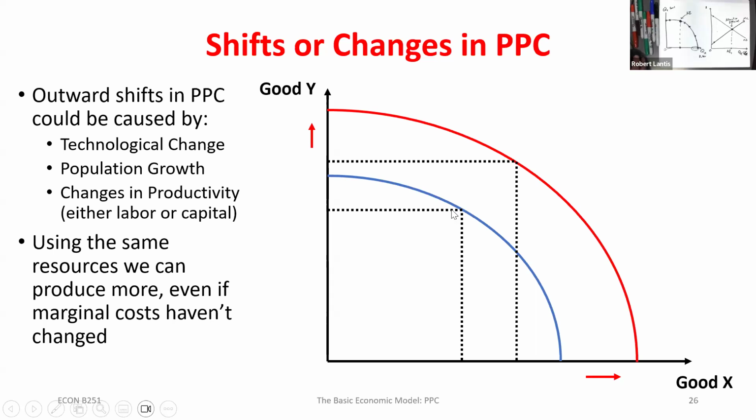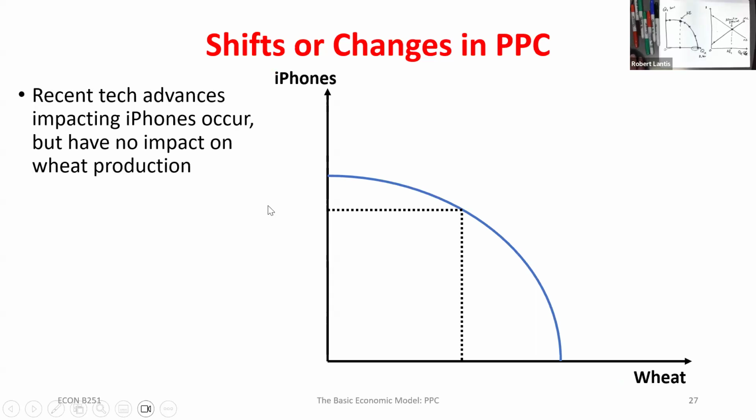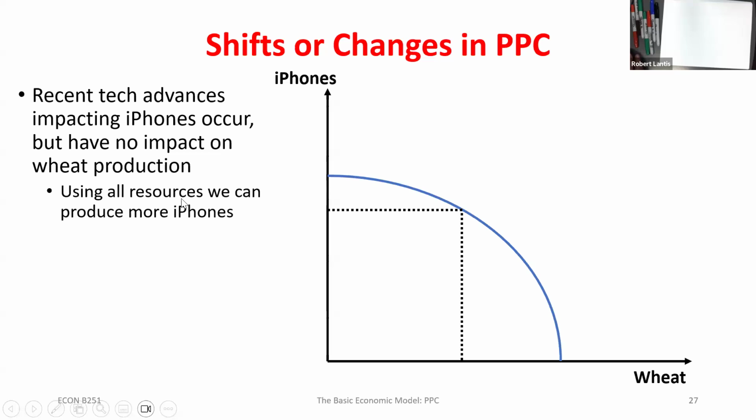So even if our marginal costs don't change, right, that slope stays the same, we can get more of both goods. Now, what's a little bit trickier is if I have an example where I've got a technology change, or even a worker productivity change, but it only impacts the production of one good. Okay. So I'm going to use this example of iPhones and wheat here. If I use all of my resources with this new technology, it is only impacting the production of iPhones. And it doesn't have any impact on the production of wheat.